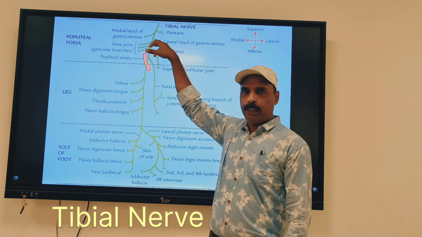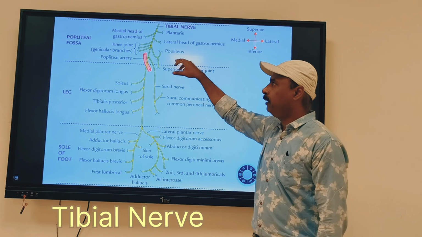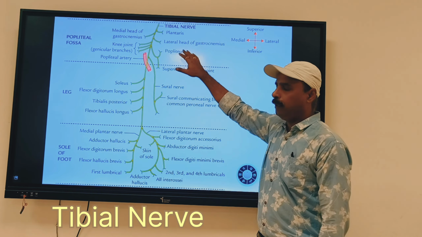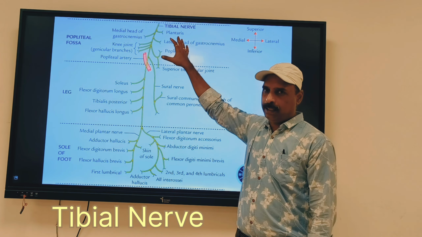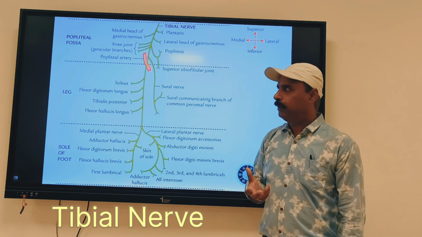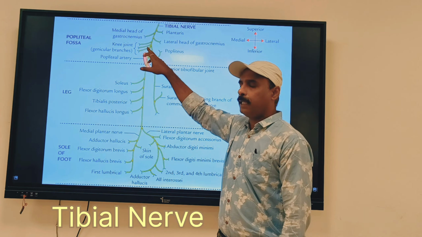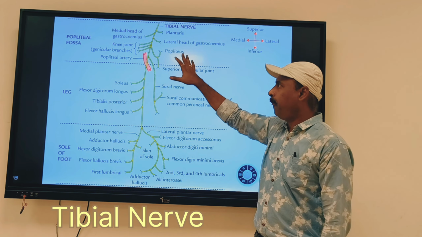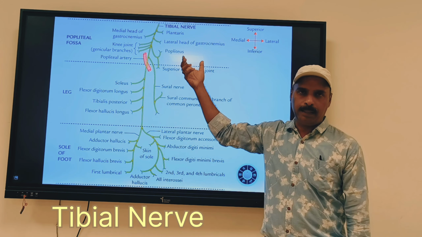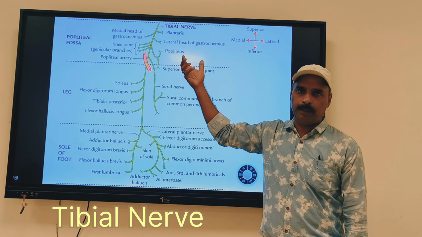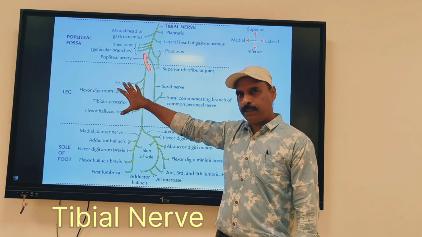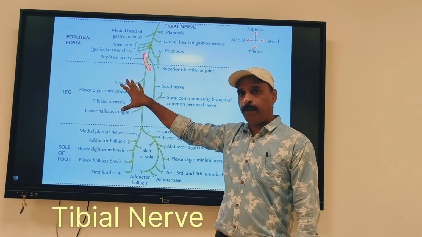In the popliteal fossa, along with the popliteal artery and popliteal vein, it gives branches to the medial head of gastrocnemius, the lateral head, plantaris and popliteus. These muscles of the popliteal region arise from the lower end of the femur. The gastrocnemius medial head, lateral head, and plantaris are supplied by the tibial nerve.